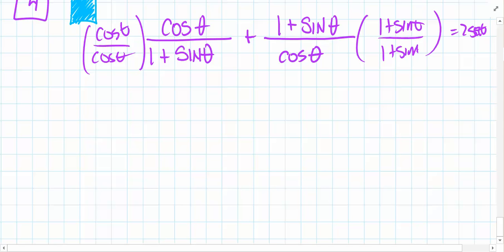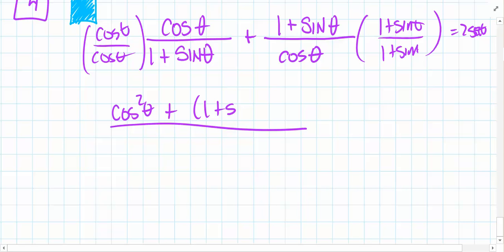All right. So on the left, what does that give you? Cosine squared theta over cosine theta. But I'm going to have one big denominator here, right? Plus 1 plus sine theta, quantity all squared. Good. Over cosine theta times 1 plus sine theta. All right, good. Everybody follow along with that so far? Now, what do we do?